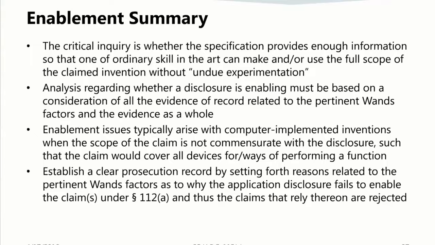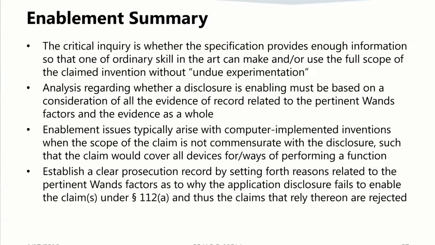As a summary for enablement, remember that the critical inquiry is whether the specification provides enough information so that one of ordinary skill in the art can make and/or use the full scope of the claimed invention without undue experimentation. Analysis regarding whether a disclosure is enabling must be based on a consideration of all the evidence of record related to the pertinent Wands factors and the evidence as a whole.